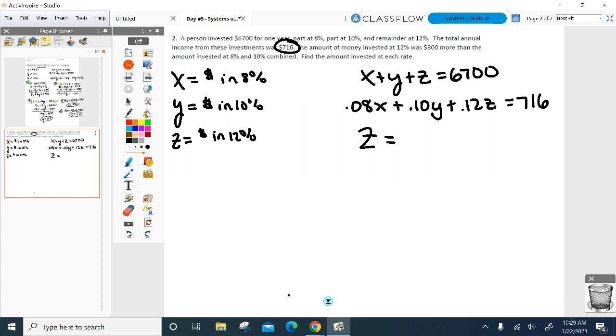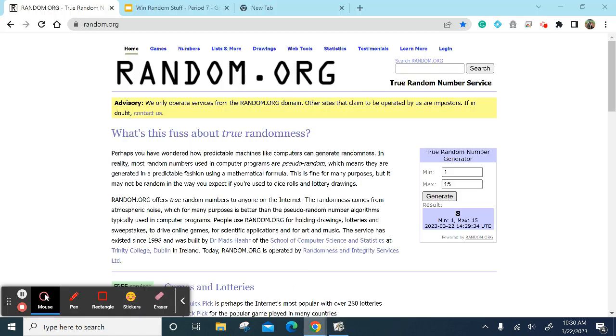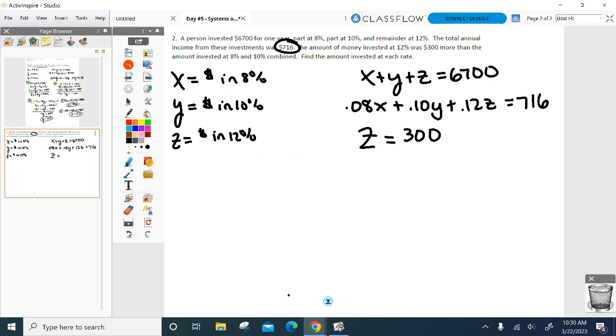And notice I'm not doing the percents because this is just the money I put in. So 300 more than. Yep. And ready, Ryan? More than the 8 and the 10 combined. X plus Y.